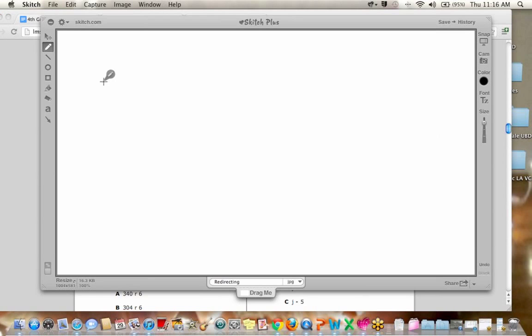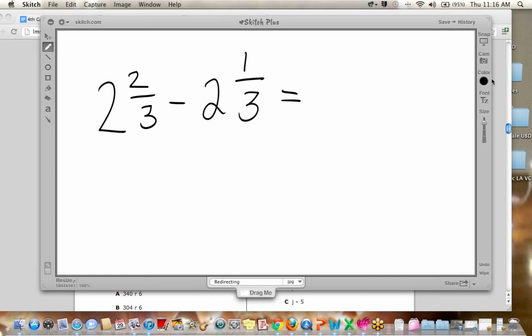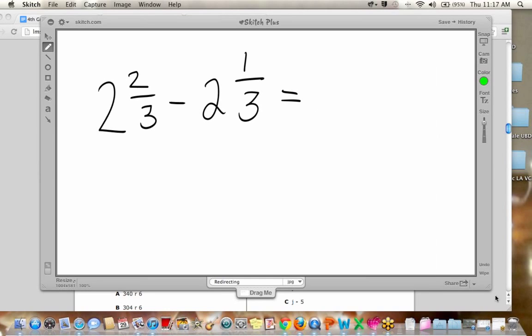So let me go and write that. When you're working with mixed numbers like this, worry about your whole numbers first. So Jaden, what is 2 minus 2? That's 0. Good. So I'm not going to even write anything right here. Just going to mark them out.